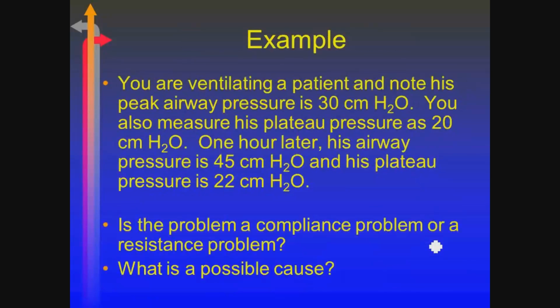So here's an example of a kind of question that you might see on Wednesday or thereafter forever. Peak pressure is at 30, plateaus at 20. An hour later, peak pressure is at 45, plateaus at 22. Peak pressure went up by 15, plateau went up by 2. Resistance problem. Okay? So, but what is the cause?